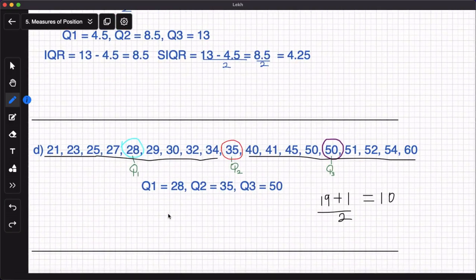And so the last one happens to be a data set of size 19. So 19 plus 1 divided by 2 is 10. So you have 10. The 10th observation happens to be your Q2, and that's 35. And then you have 9 observations to the left and 9 observations to the right. So 9 plus 1 divided by 2 happens to be 5. That's 10 divided by 2, that's 5. So the fifth observation will be your Q1 when you look at the observations to the left.